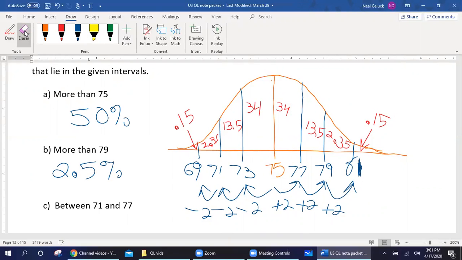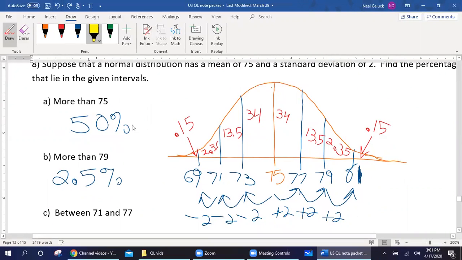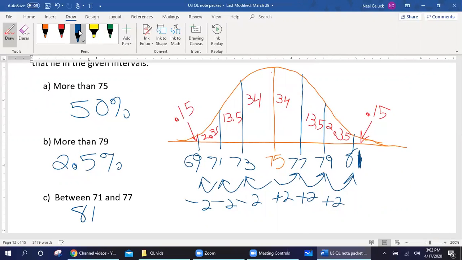Between 71 and 77, okay? So now I'm doing between 71 and 77. If I add the percentages that go with that, I'm adding the 13.5, the 34, and the 34. If you add those up, you end up with, let's see, 81.5. That's going to be 81.5%.